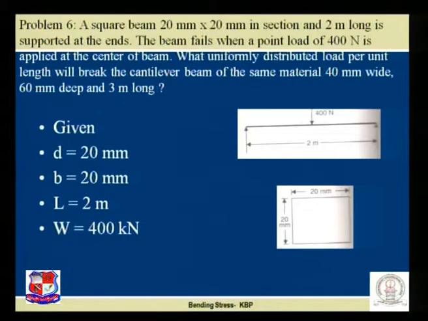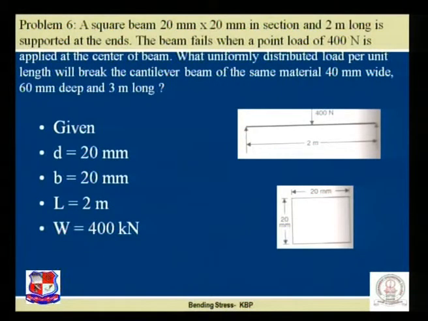of size 20 mm by 20 mm in section, and the length of that beam which has been given to us is 2 meter, which is simply supported. Now if this beam fails when the point load of 400 Newton is applied at the center of the beam, what is the thing which is known to us? We know the length of the beam, the 400 Newton load applied at the center, and our beam will fail.